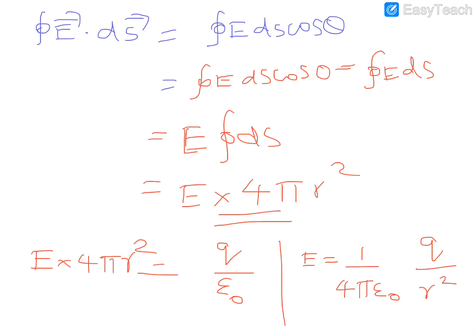So you are getting the equation for electric field at point P as E is equal to 1 by 4 pi epsilon 0 q by r square, where q is the total charge. It is not a single charge, q is the total charge in the spherical conducting shell. Okay, so this is the electric field at P.